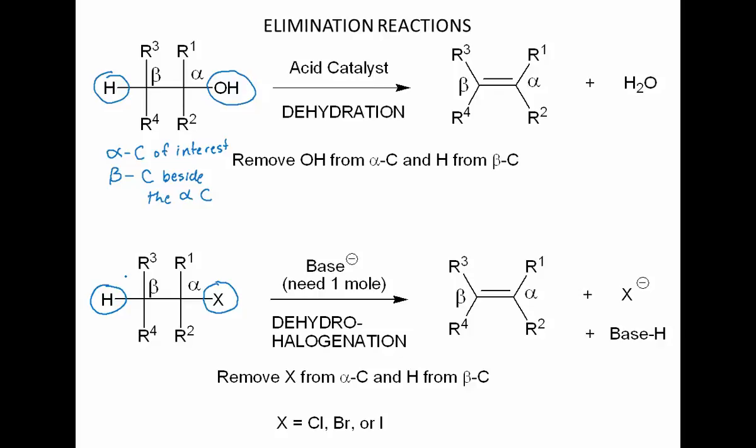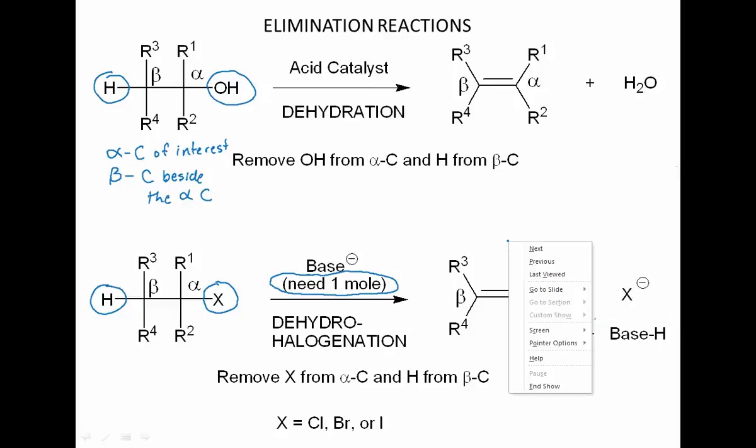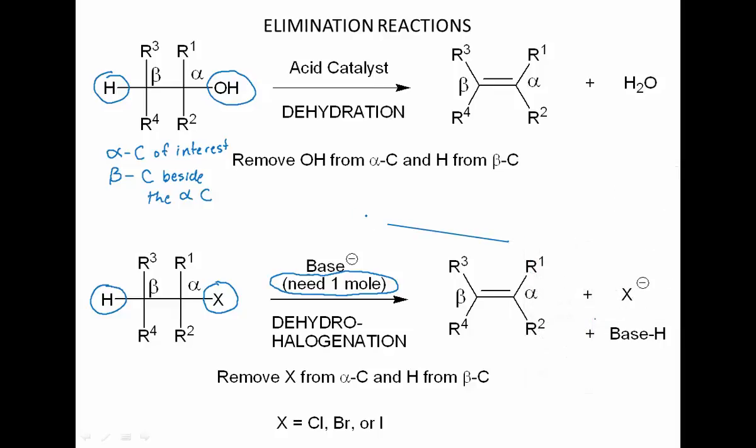This reaction needs base, and this reaction is not catalytic in base. It needs a whole mole of base, okay? Because you've got all this base around and you're producing HX. We don't actually make HX. We make the halide anion and the conjugate acid of whatever base that we use, okay? All right.